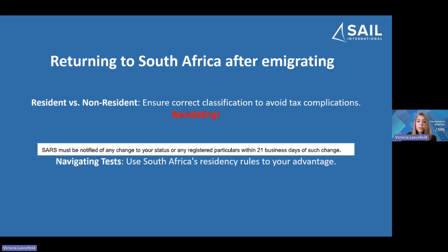We can help with retrospectively correcting your status to avoid these issues. So it is vital to assess your residency and compliance status with SARS and speak to us about potentially backdating the ceasing of your tax residency. It is important to navigate the residency tests. You can plan your return and reestablish residency strategically to optimize tax savings. You can make use of the physical presence test and the ordinarily resident test to plan your new date of becoming a tax resident and potentially save on tax.